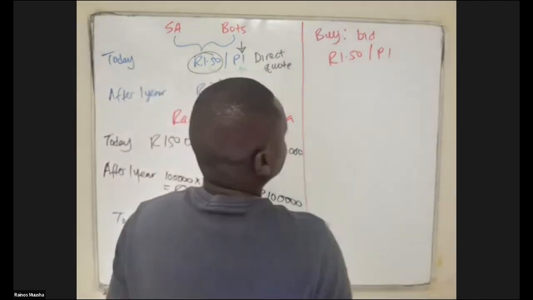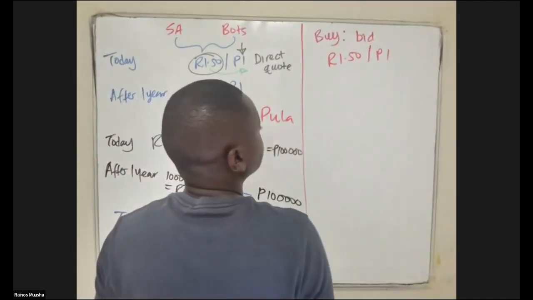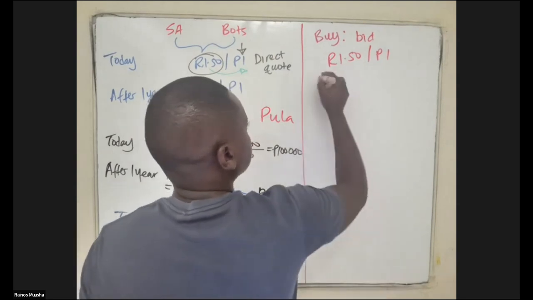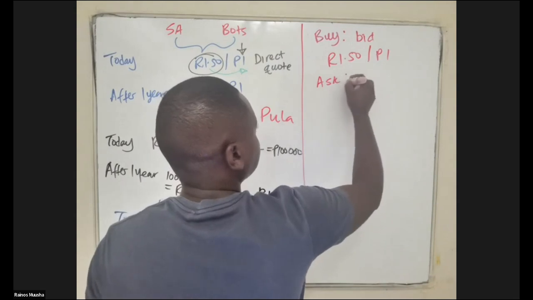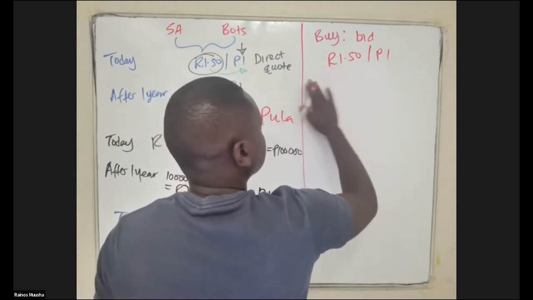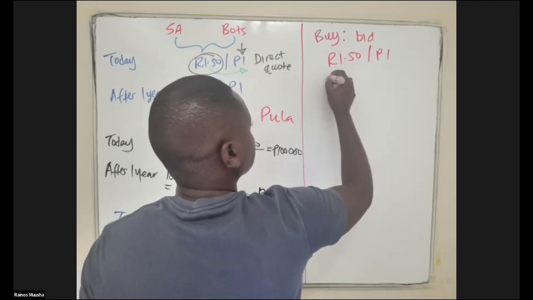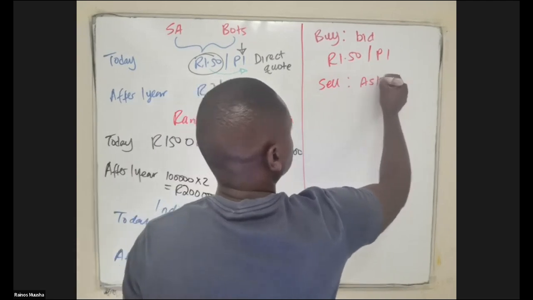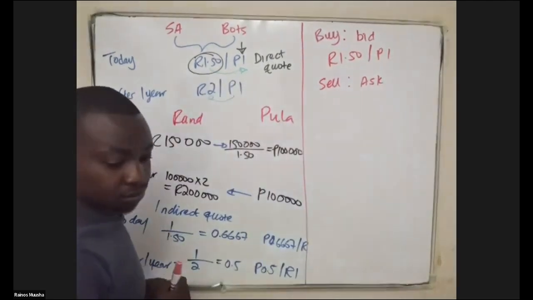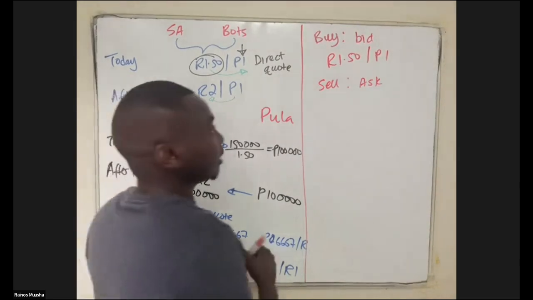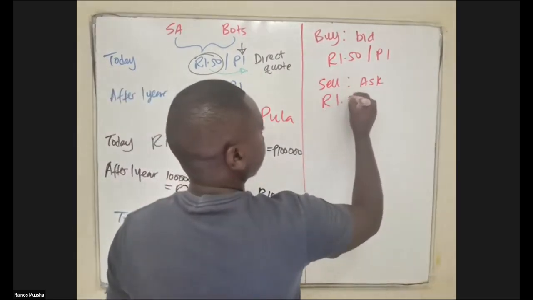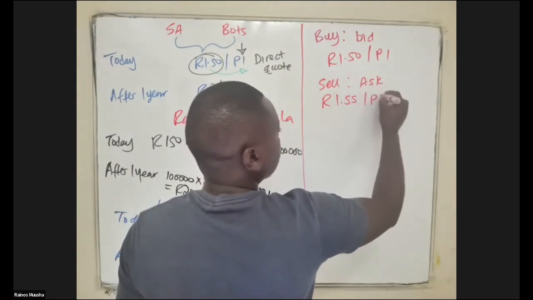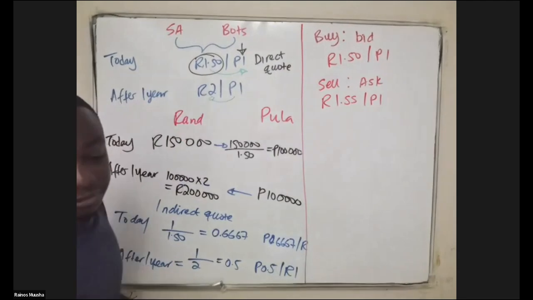Then the ask price is where they are going to say, for example, if you want one Botswana pula, we sell it to you for R1.55.